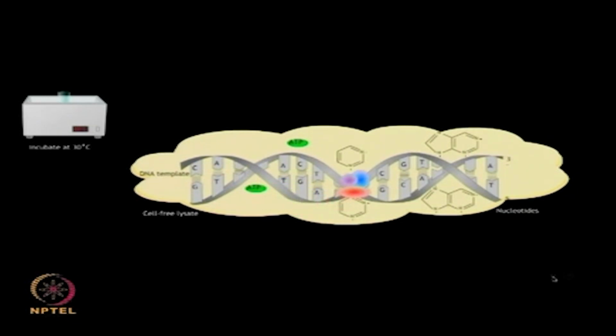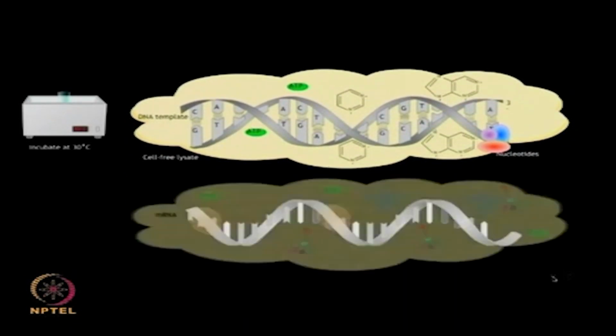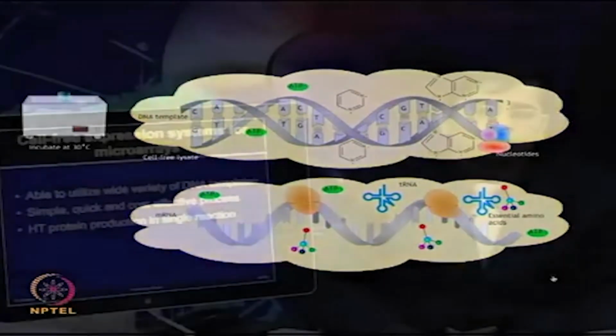The enzymes for transcription bind to the promoter sequences, and in the presence of other factors such as ATP and nucleotides, they carry out synthesis of mRNA transcript. This mRNA is then translated into the corresponding proteins with the help of ribosomes, tRNA, enzymes and other factors which are required for the process.